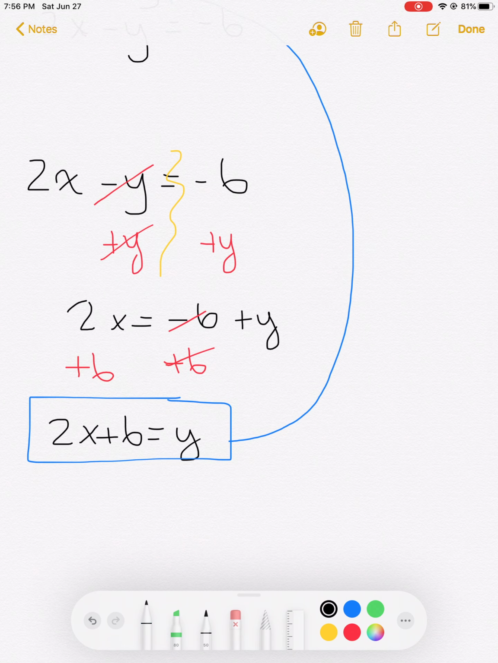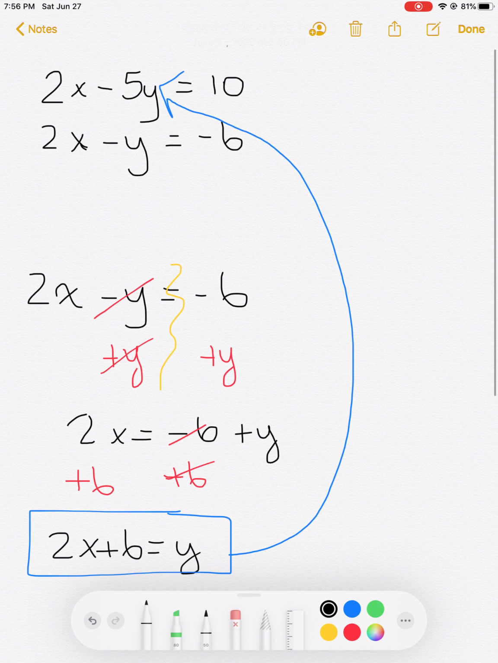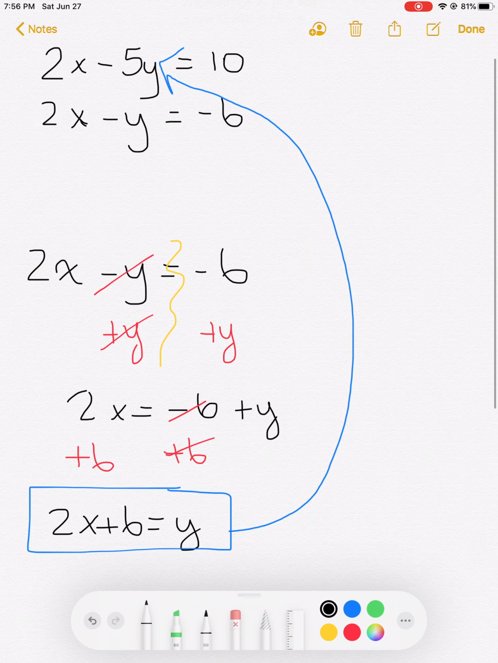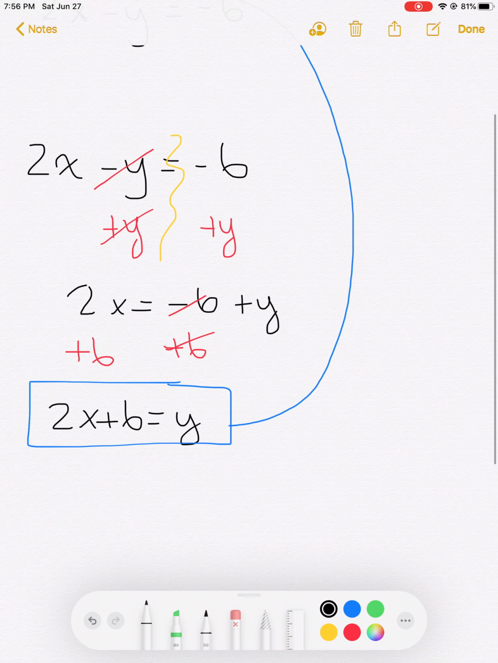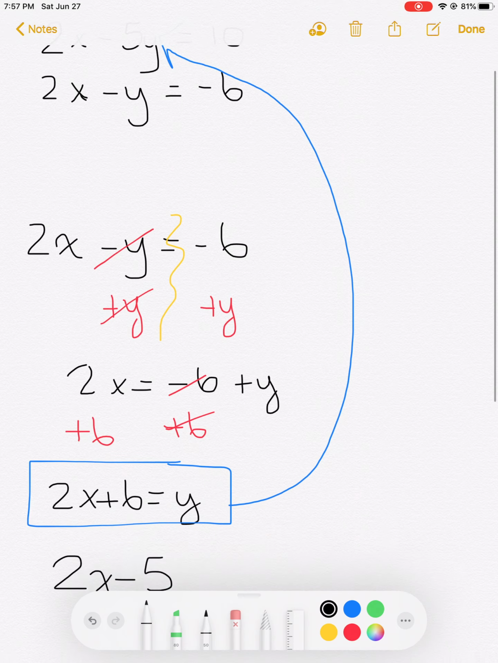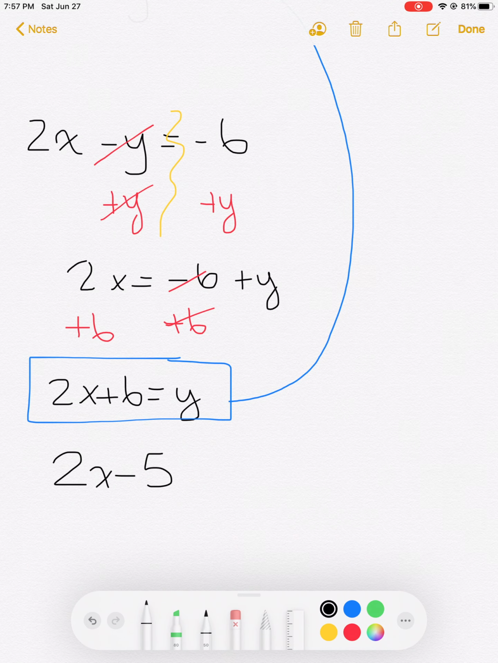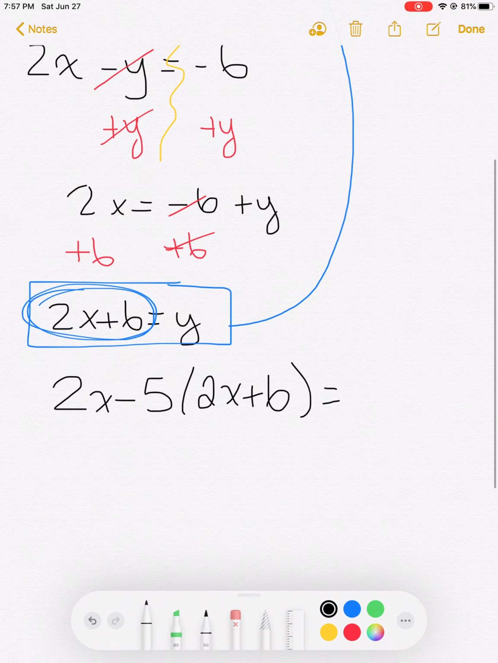So that means it's going to look like 2x minus 5y, right? But this is what y is equal to. It's this guy right here. So instead of putting in y again, I'm going to put in my 2x plus 6, is equal to, what's the original question? 10.